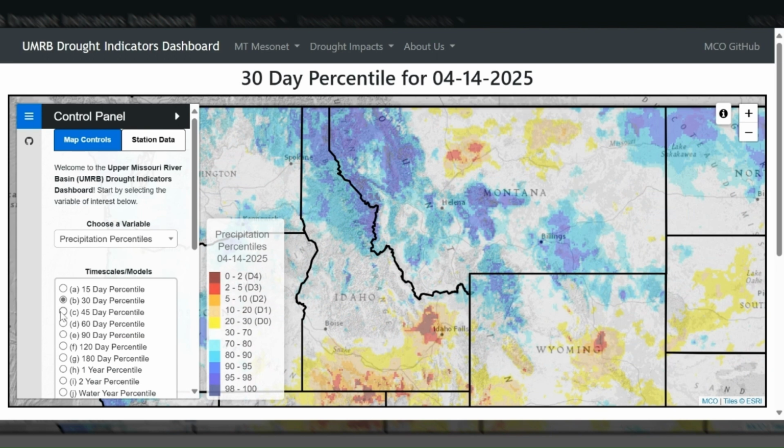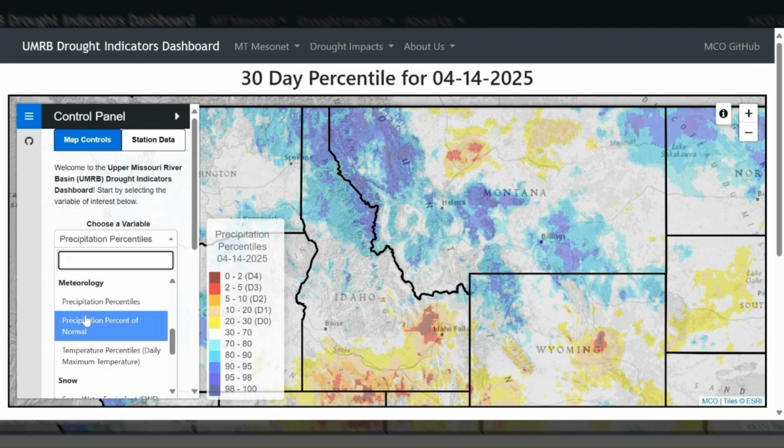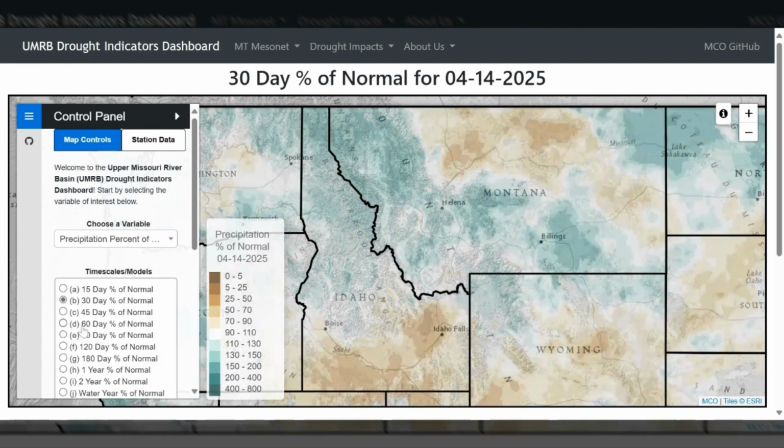You can also choose precipitation percent of normal. This is a quick assessment that compares observed precipitation to the historical reference period. For example, the lower the percentage in brown, the drier the conditions have been. The higher, the more precipitation accumulated in a darker blue.